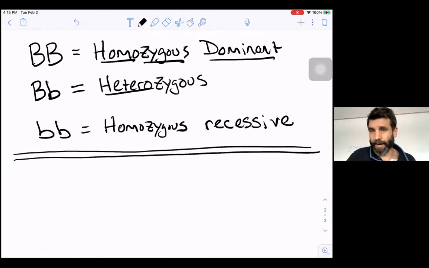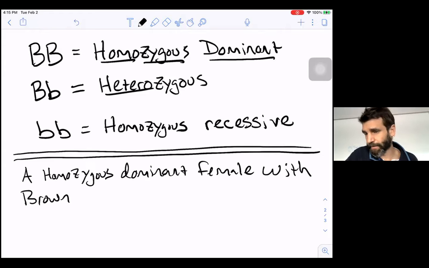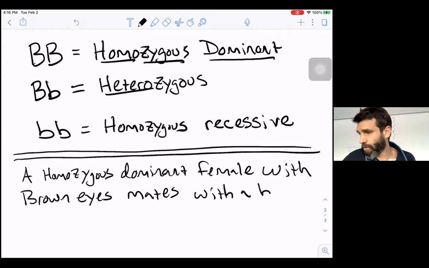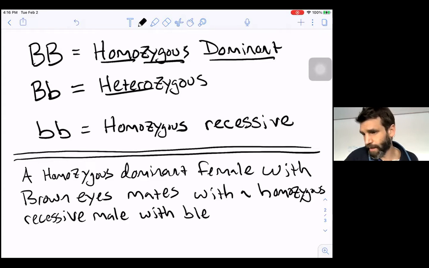So you might get a problem that's something like this as you move into your work for this unit. So you might get something that says a homozygous dominant female with brown eyes mates with a homozygous recessive male with blue eyes.